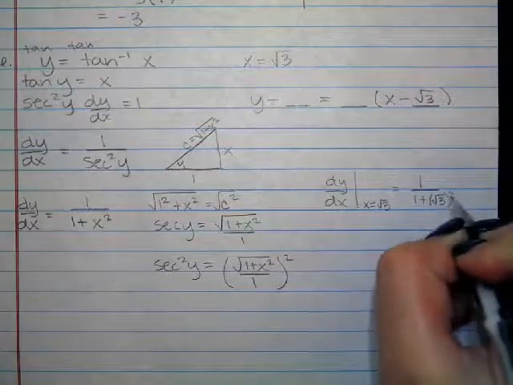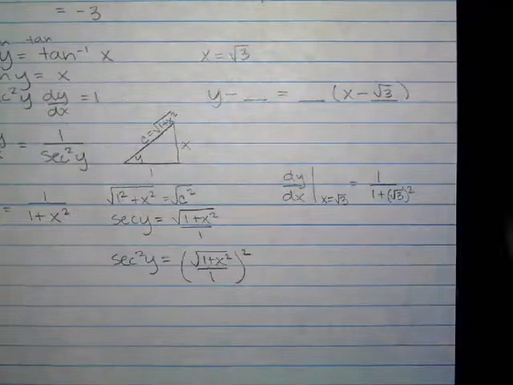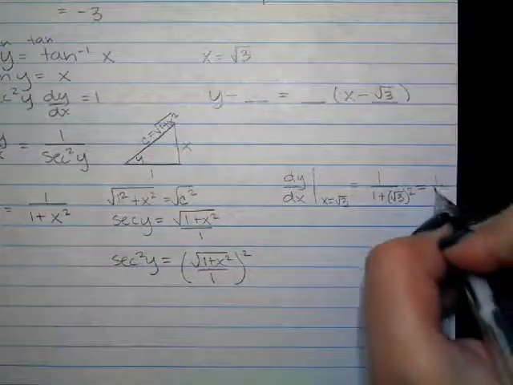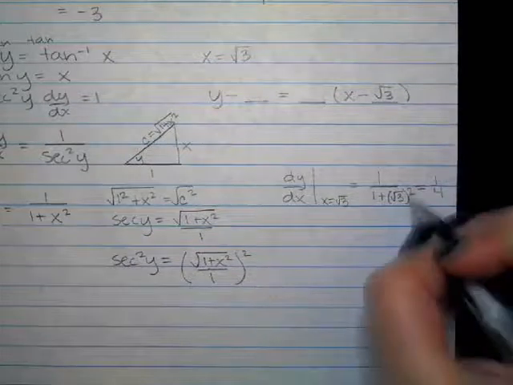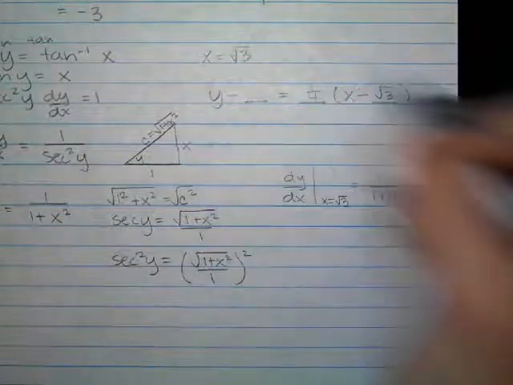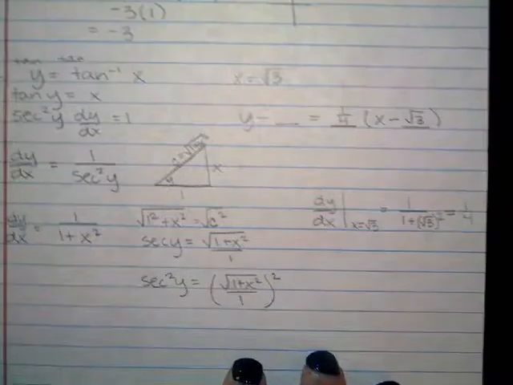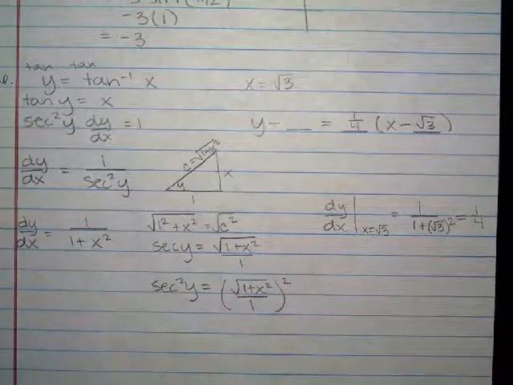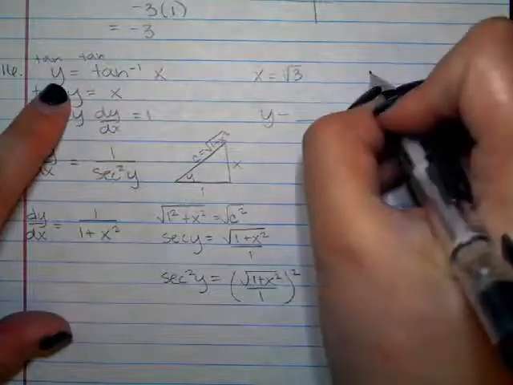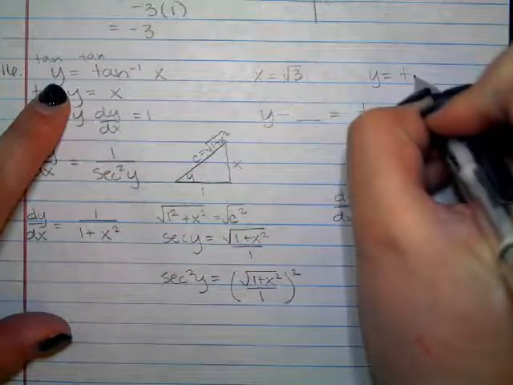And so what is my slope? 1/4. Root 3 squared is just 3, and 1 over 1 plus 3 is 1/4. So there's my 1/4. And then the hardest part about this one was finding the y-coordinate, right? So our y-coordinate, y equals tan inverse of root 3.